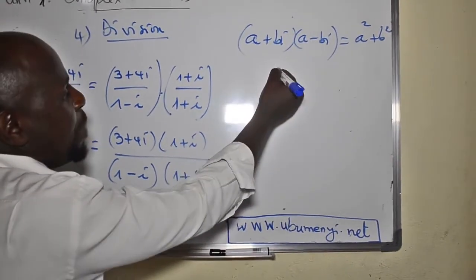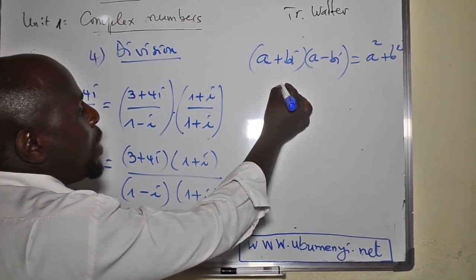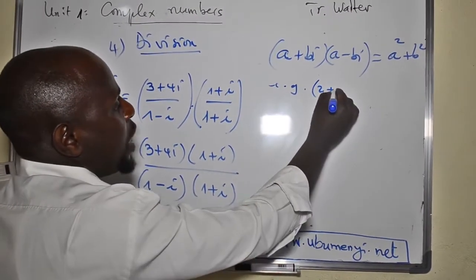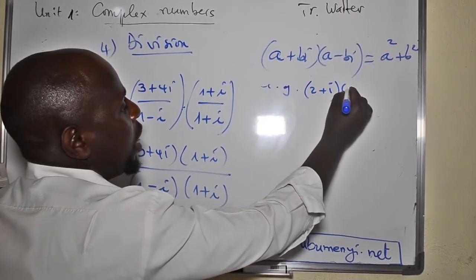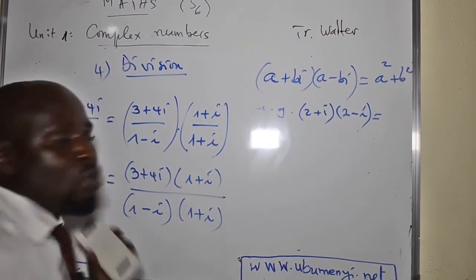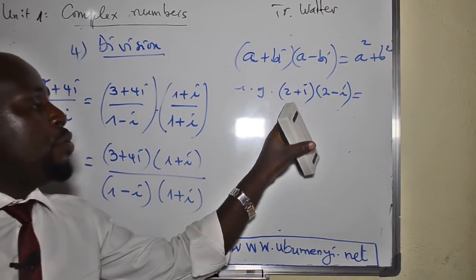This means that if I have an example here, a complex number 2 plus i times its conjugate, which is 2 minus i, I don't have to struggle with it. I immediately have to find what?